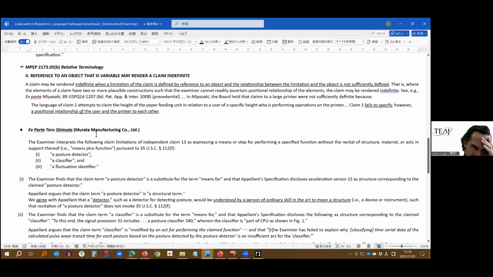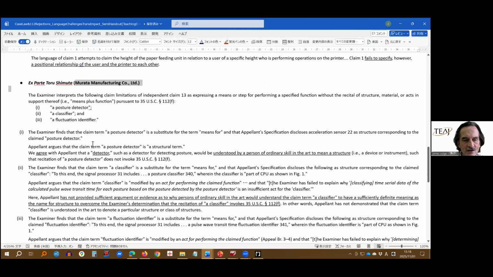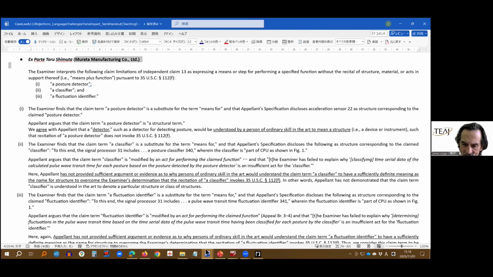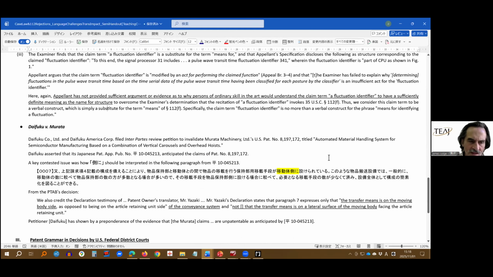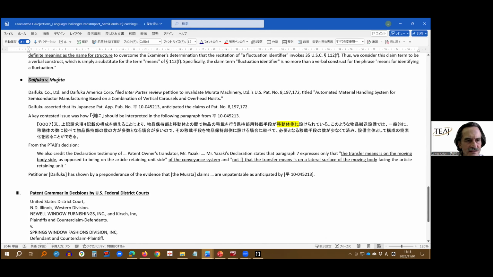It's an appeal that was initiated by the patent owner, the applicant, Murata Manufacturing. But before I go to that one, which is an ex parte case that involves the claims that are part of today's pre-seminar exercises, I wanted to go to this case, which is the result of a trial, and I'm calling it Daifuku versus Murata. And I give some background information about this case.